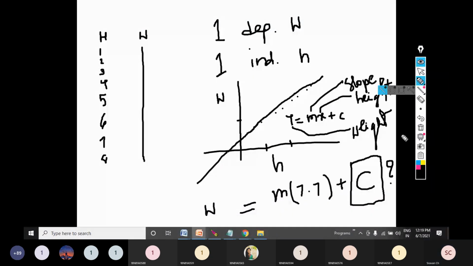Look at this one. Very simple. It is intercept. All are correct. It is called intercept. But why? What is the need of that intercept, right?